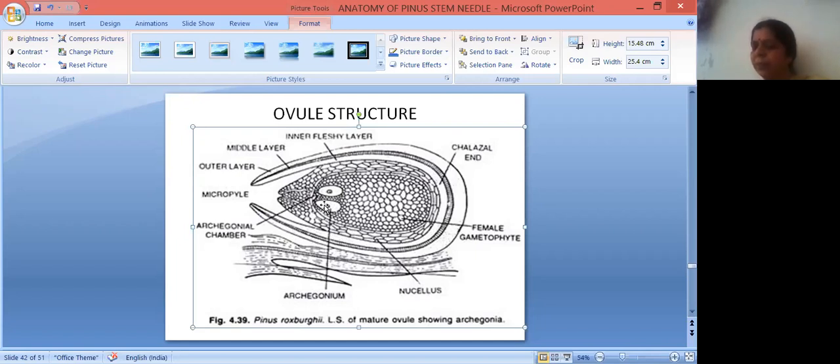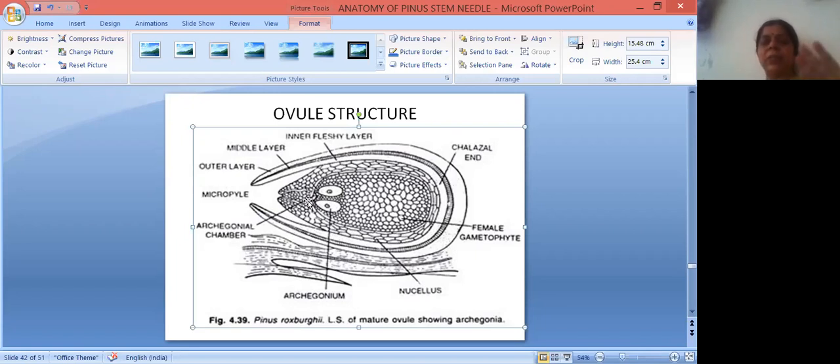Now, when the egg is ready, pollination starts. Here pollination is anemophilous, as we already discussed. The pollen grains are dispersed and remain suspended in the air for some time. At the same time, the nucellar beak, the part where the micropyle starts, with an empty cavity near the archegonium, forms a viscous, sugary, liquid-like substance for the attraction of the pollen grains. Beak means a nose-like structure in the ovule.